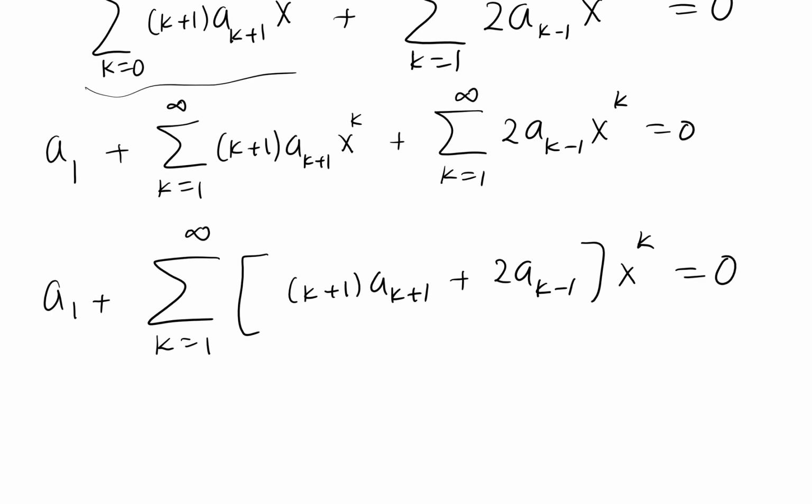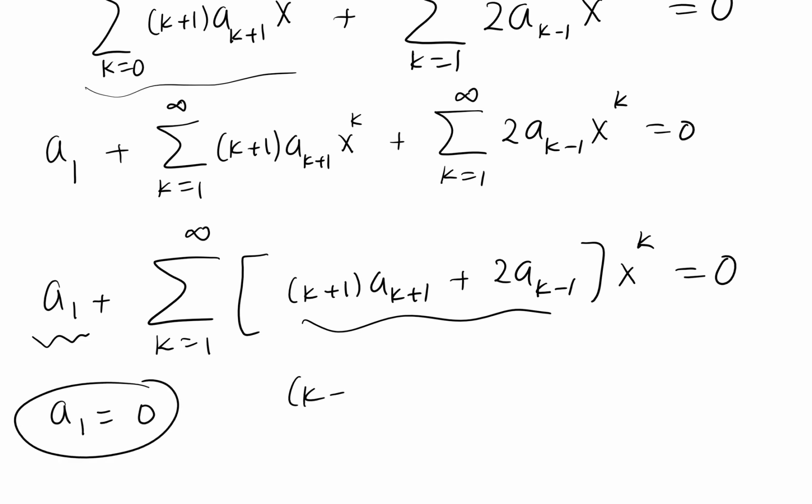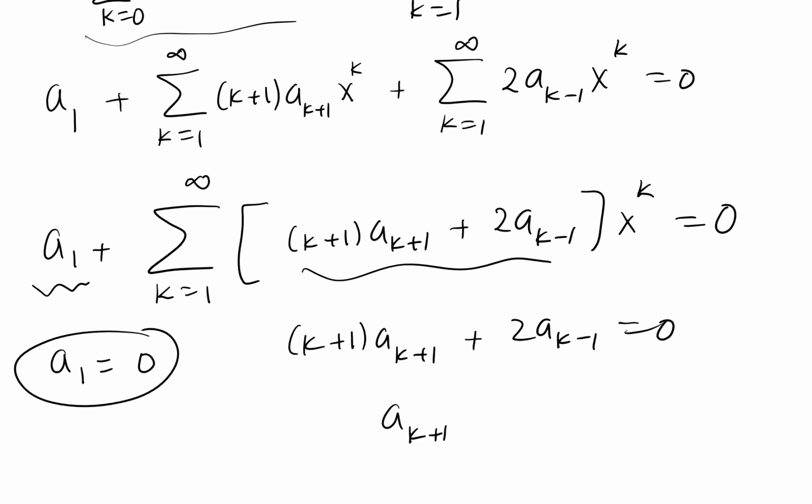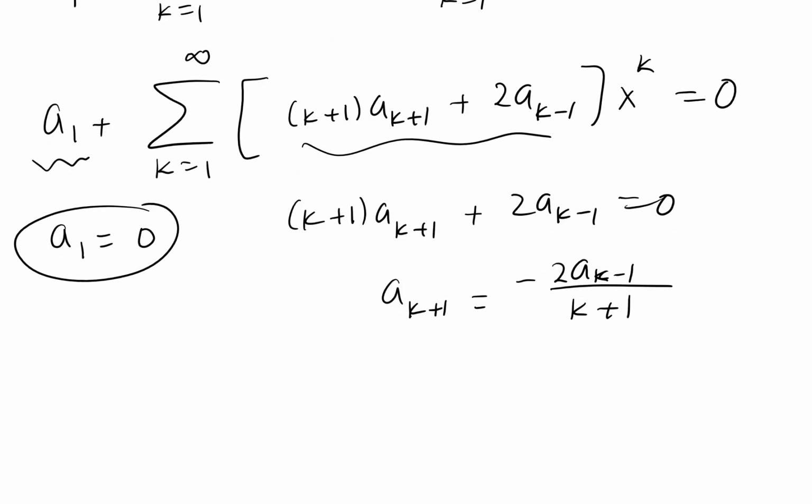Now, in order for this to be 0, this has to be 0 and this must equal 0. So a1 is 0, keep that here. And k plus 1, a sub k plus 1, plus 2a sub k minus 1 equals 0. So we need a sub k plus 1, which is negative 2a sub k minus 1 over k plus 1. So this is the equation that we're going to be using to get what we need. So if you take k equals 1, you get a sub 2 equals negative 2a sub 0 over 2. So it will depend on a0. So a0 is the arbitrary constant.